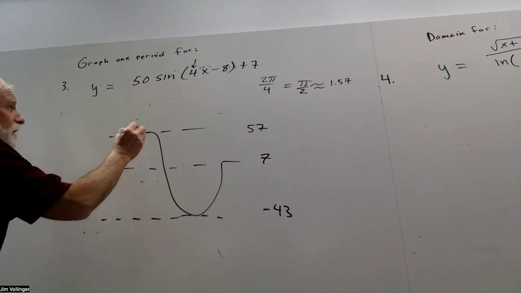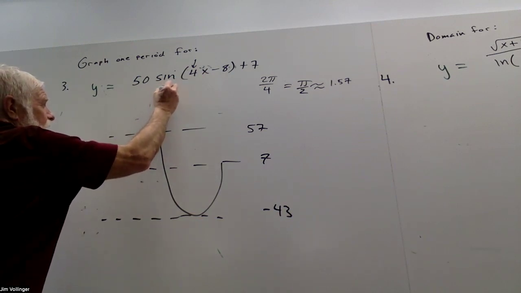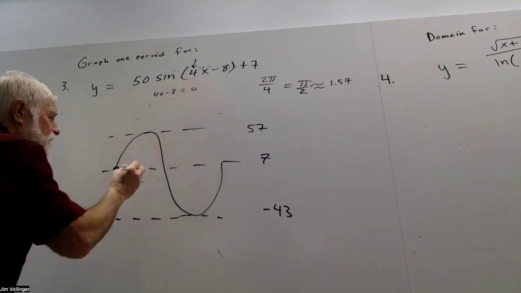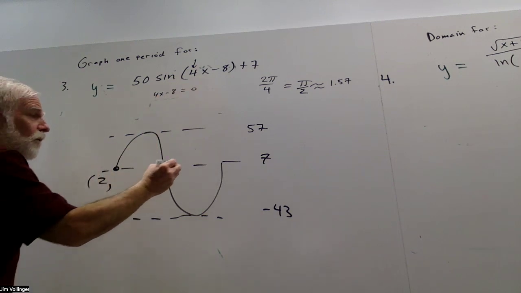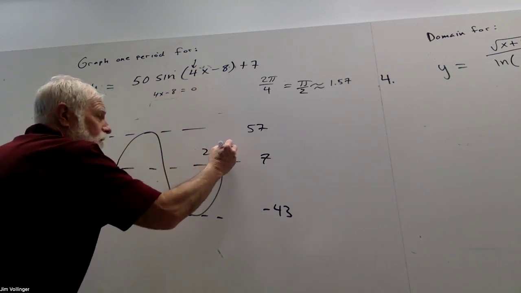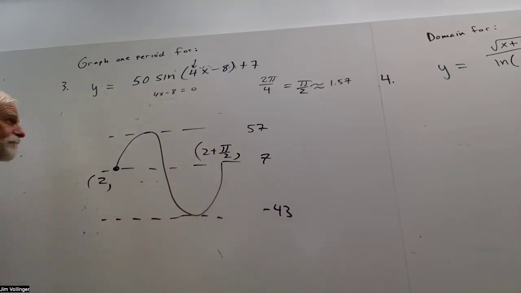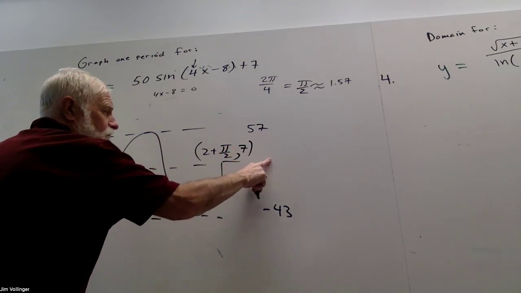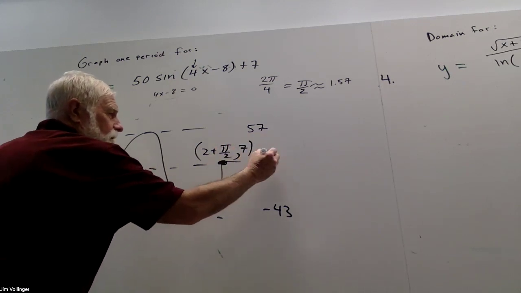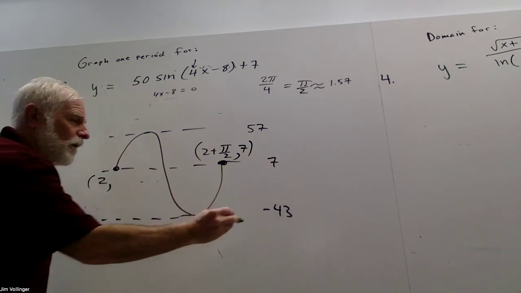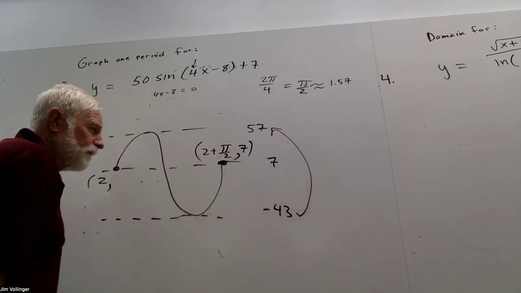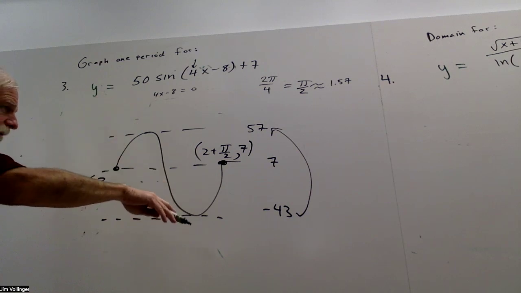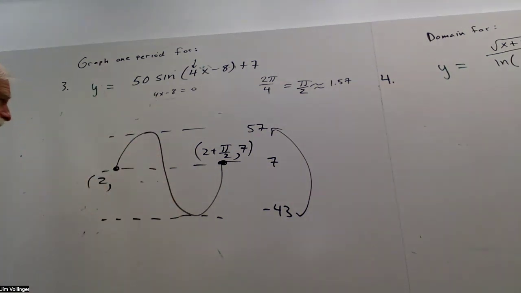Okay, where are we going to start? When 4x minus 8 equals 0, and that's at 2. And therefore over here, 2 plus pi over 2. That's a little shortcut. Just dividing 2 pi by 4 gets us a height of 7. That's 7 over there. Okay, so we got our range, -43 to 57. Up and down, so on and so forth. So that takes care of that one.